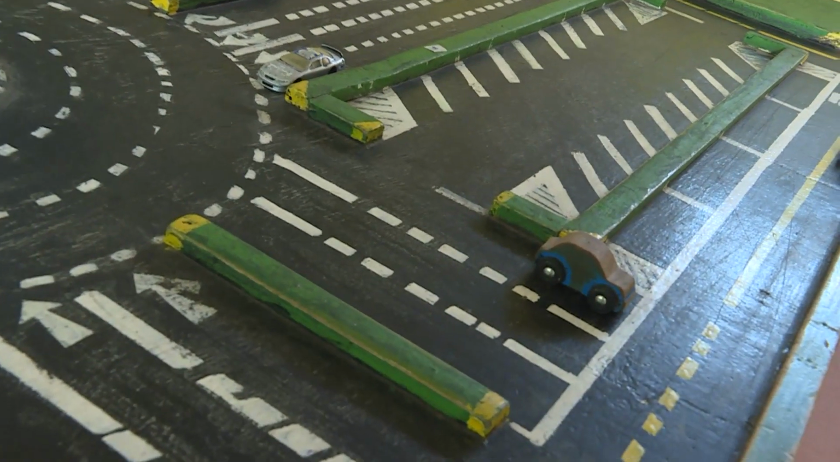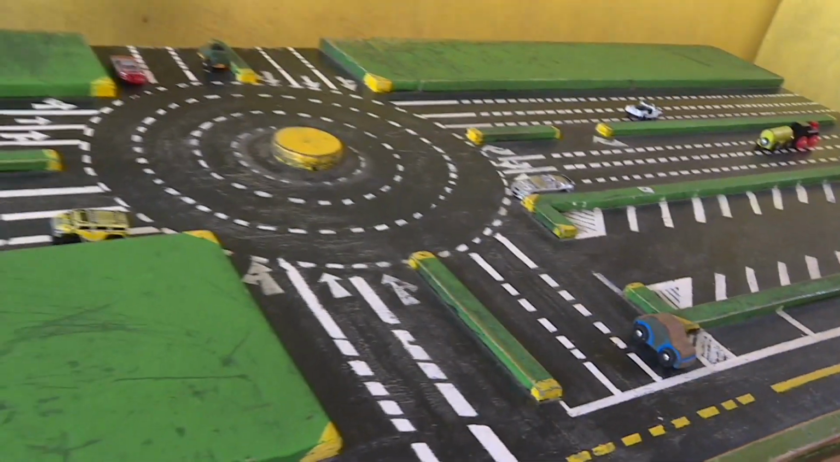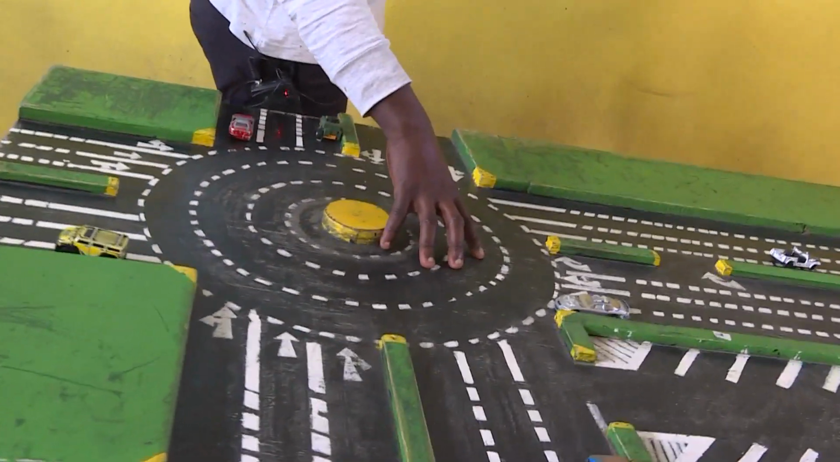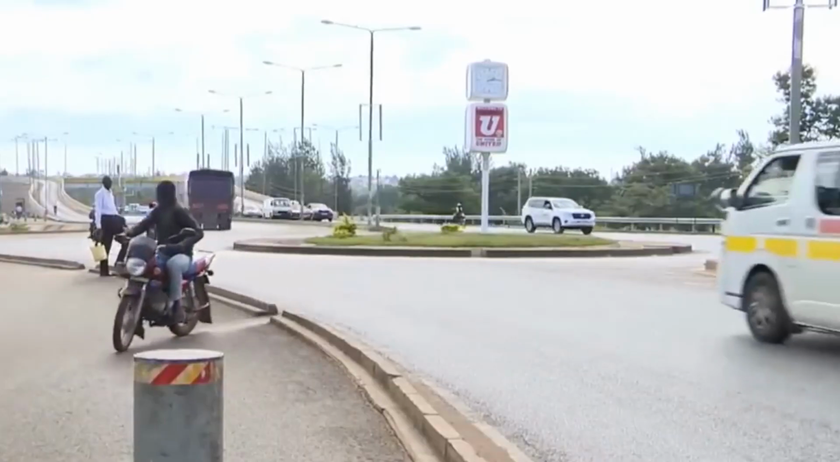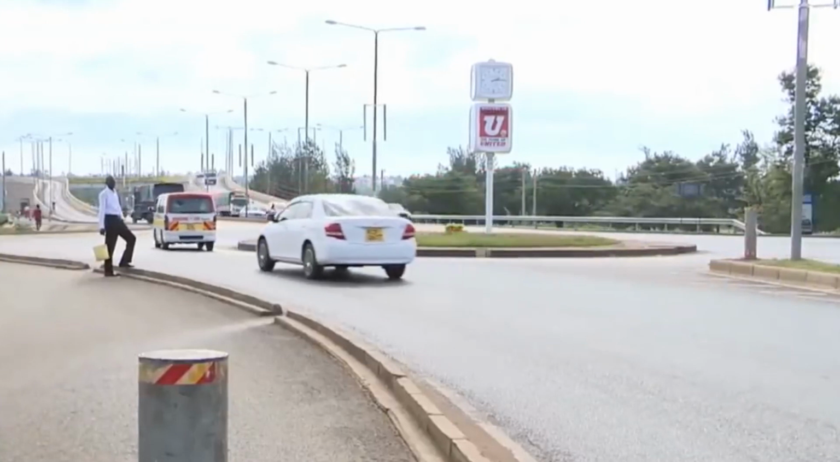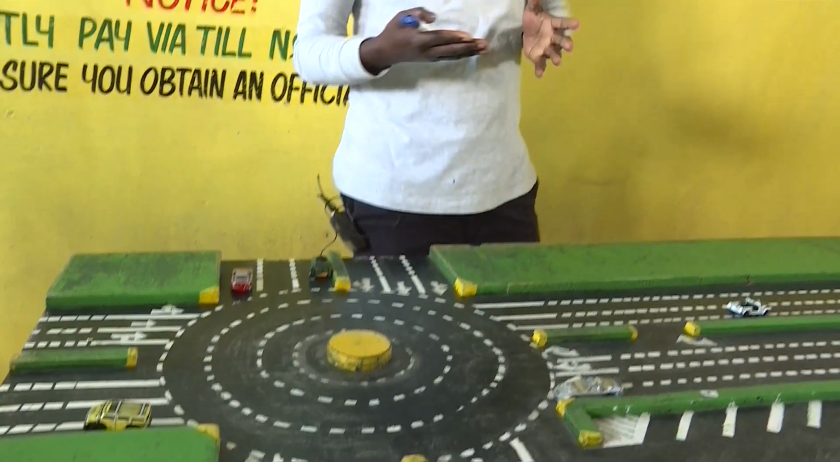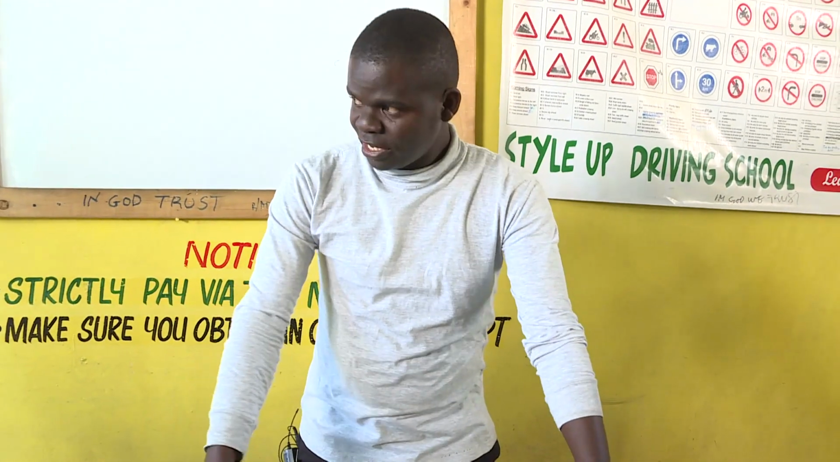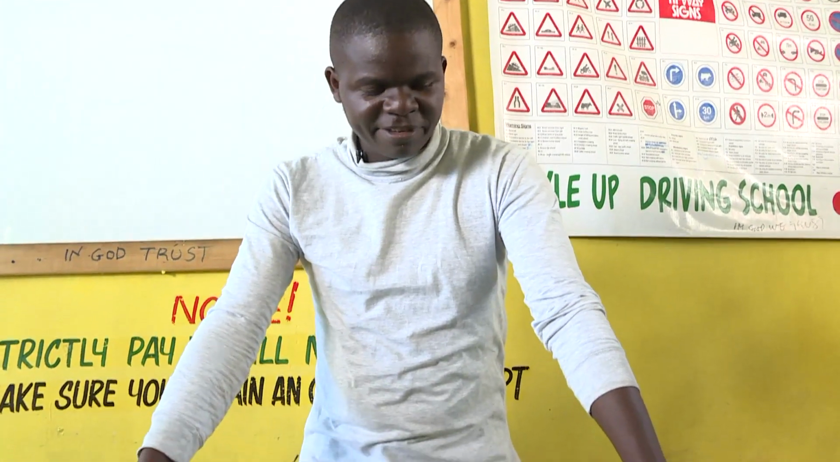Let's begin with the roundabout. A roundabout is a junction where more than two roads meet at a point. If you look here, we have four roads joining from different directions.